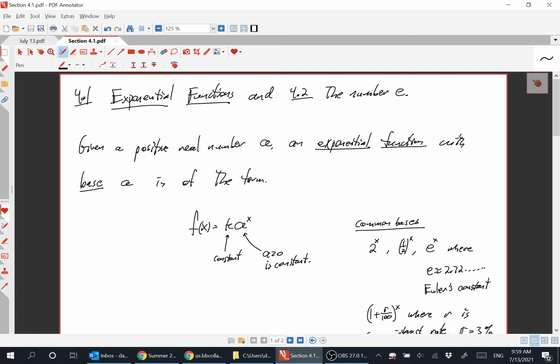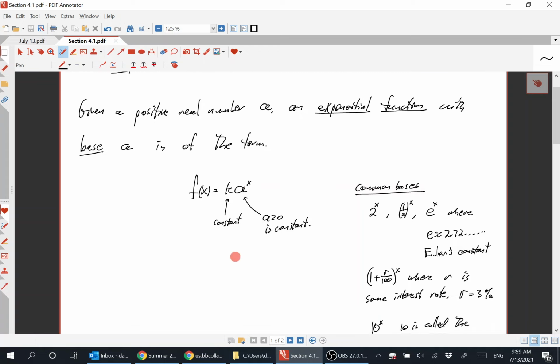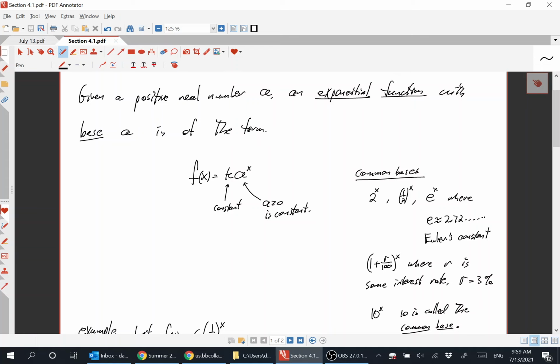Given a positive real number a, an exponential function with base a has the following form: f of x is equal to k, which is a constant, times a, which is a positive constant again, to the x. So the variable x is an exponent. And this number a is called the base. And common bases that are used are 2 and 1/2. Those are common bases that are used in computer science.